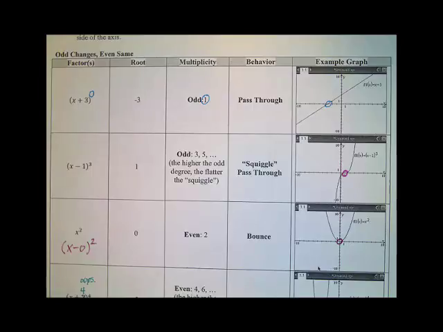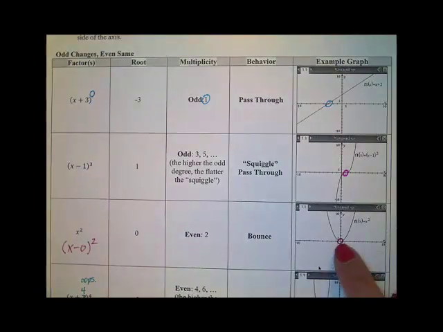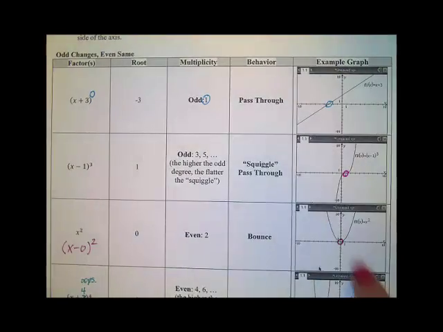Now we've got some even ones. So x squared, I rewrote it so it looked more in factored form, if that's what you want to call it. So x minus 0 squared is the same as x squared. So we know our root is 0. Now, though, we have an even multiplicity, so it touches it and bounces back up. So you could call it a touch or a bounce. And so you can see it comes down at 0 and then goes back up. It doesn't go through to the other side.